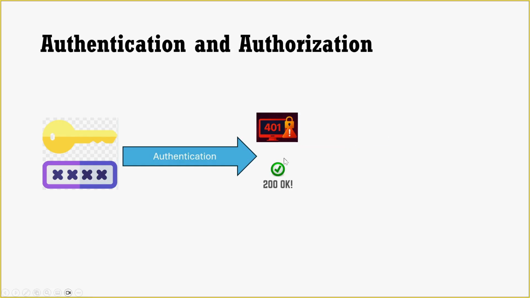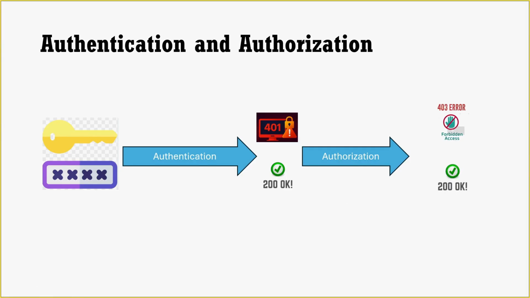Now, just because you are authenticated, it doesn't mean you can access everything. After authentication, the system checks, are you allowed to perform this action? This is called authorization. For example, can you create a pod? Can you delete a deployment? Can you view secrets, etc.? Again, if not allowed, you will be thrown 403 forbidden error. If allowed, the action succeeds and a 200 OK status will be given.